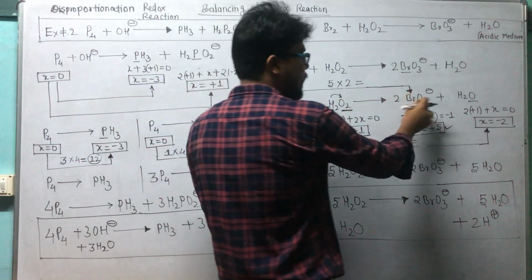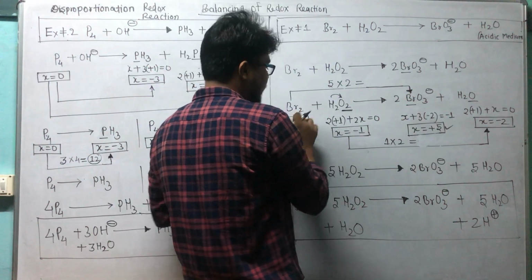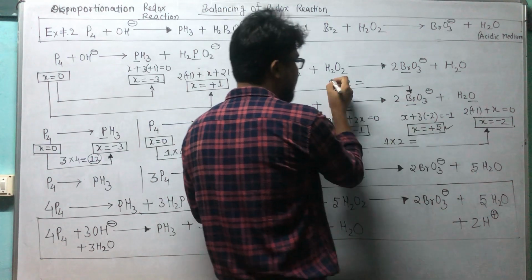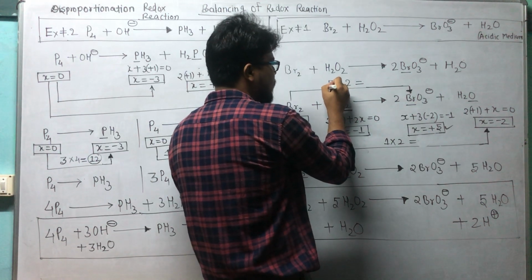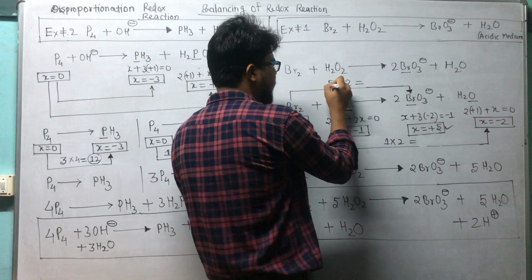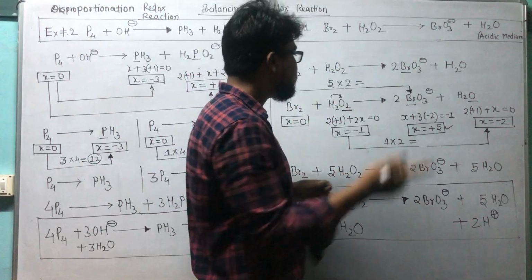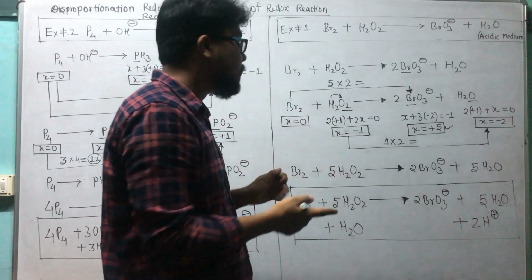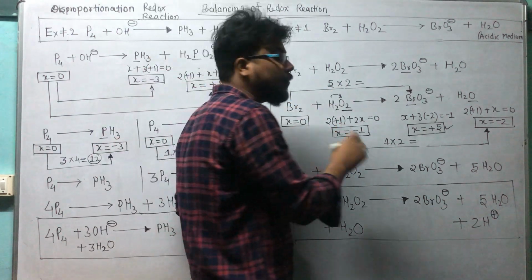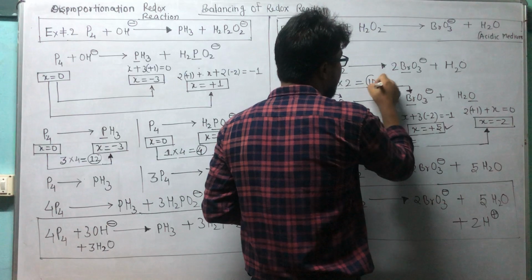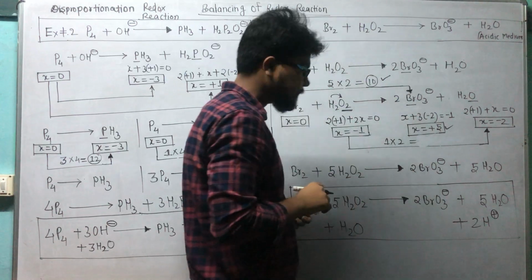Bromine to BrO3, it is changing by 0 to +5. That's why I put 5. And the question is why I multiplied by 2. See here, 2 bromine now. Because it is not one bromine, that's why I will multiply by 2. Now the factor will be how much? It will be 10. Correct?